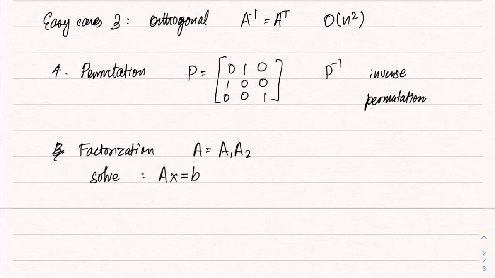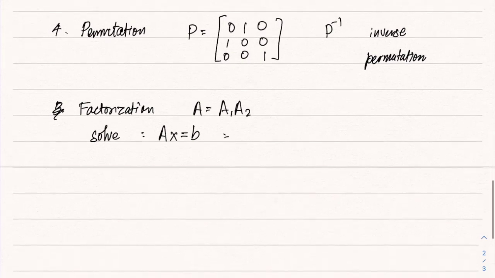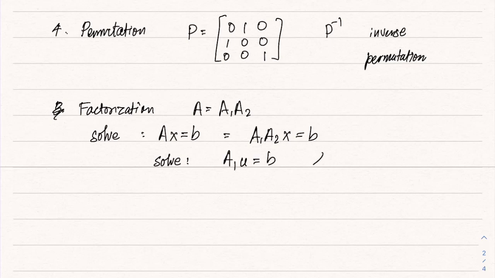Suppose you have to solve AX equal to B, then you can solve it in two steps. You can write it as A1 A2 X equal to B, and then first solve A1 U equal to B for U, and then in the next step solve A2 X equal to U. So there are really two steps to solving for X: first solve A1 U equal to B, and next solve A2 X equal to U. This means that the complexity or flop count for each of these steps will get added instead of being multiplied.